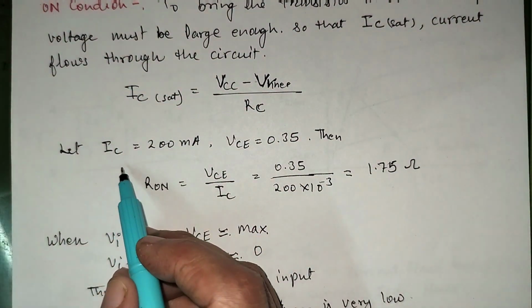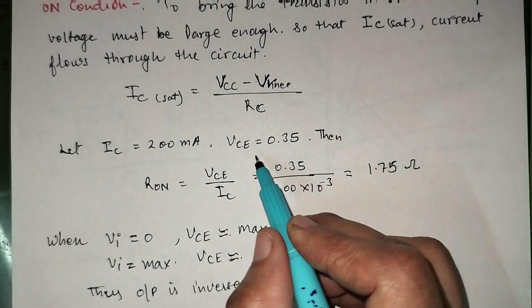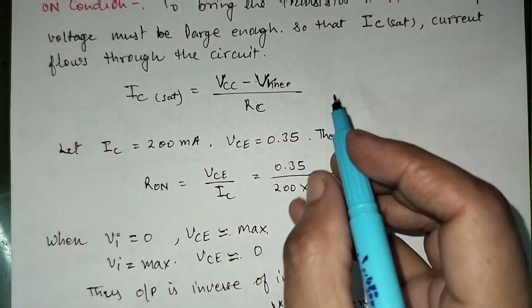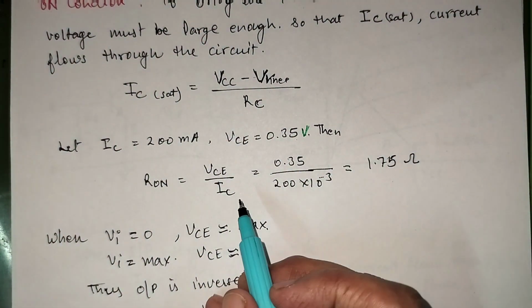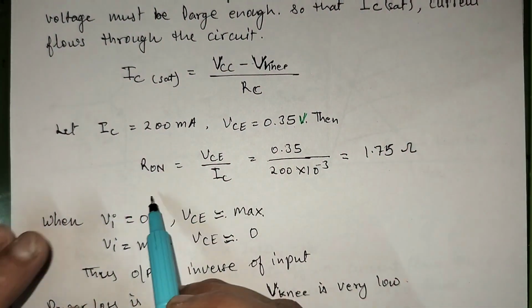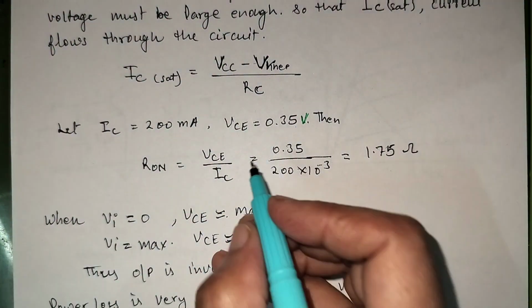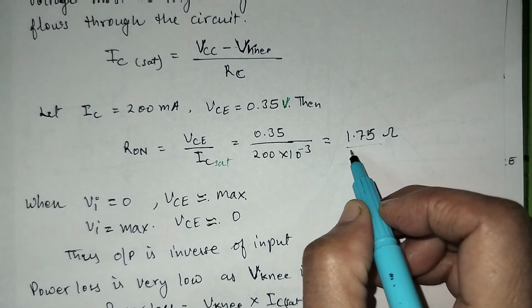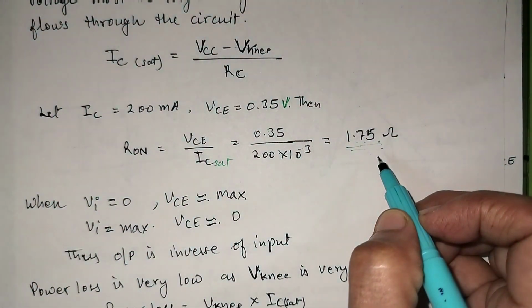Let us consider the IC in this case is equal to 200 milliampere and VC is equal to 0.35 volt. This is minimum voltage. Now the resistance when the transistor is on is VCE upon IC, because this is the saturation current. Resistance we can see here is 1.75 ohm. This is a very less resistance.